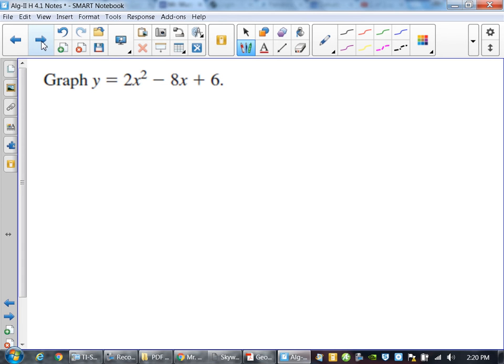All right, so let's walk through an example of graphing a quadratic that is in standard form. I've got 6 graphs for you to do today. 2 of each type. It's really easy.